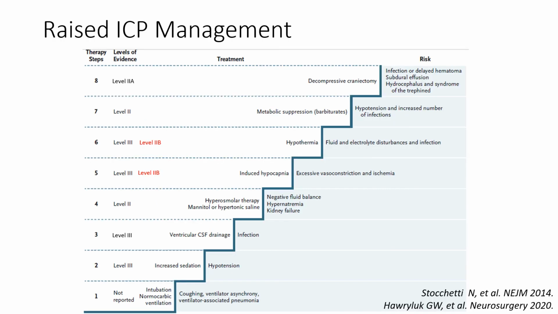So this is the step ladder management of ICP. You start with intubation, normocarbic ventilation, head end elevation, CSF drainage, then mannitol or any other hyperosmolar therapy like hypertonic saline. You may give hyperventilation for a while. Hypothermia is currently not recommended and has a lot of side effects. Barbiturates may be given, but they require very intensive care, and at last, decompressive craniectomy.